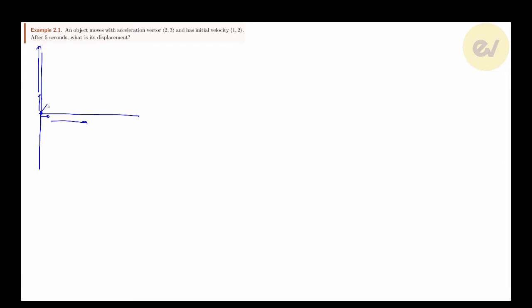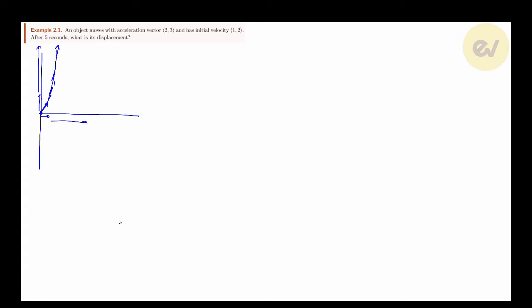You might start with a velocity of (1, 2), and the particle may follow this path, and it'll accelerate both in the x direction and in the y direction, like so. So now that we know this, let's go ahead and find the displacement of our object.